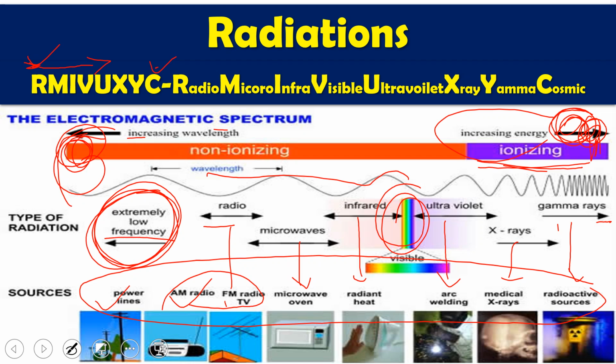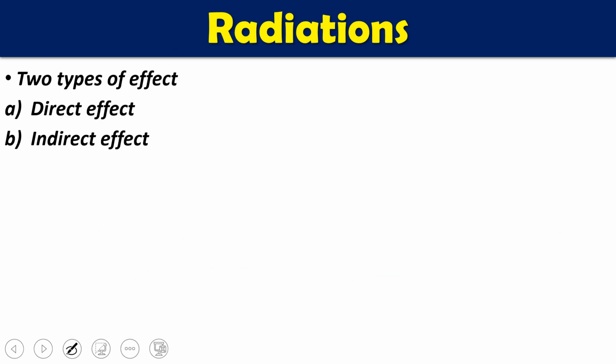The visible range is the border. Anything on the left side of the visible is non-ionizing, and anything on the right side of the visible is ionizing radiation, and ionizing radiations are more dangerous.